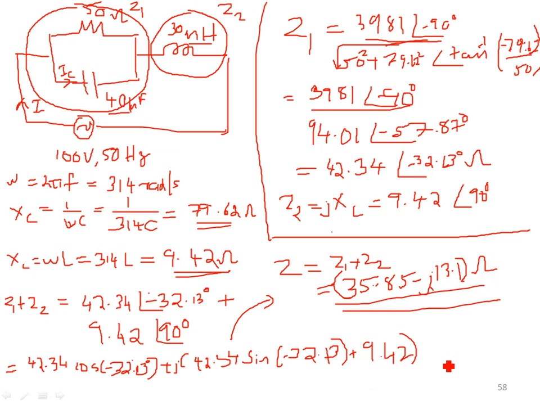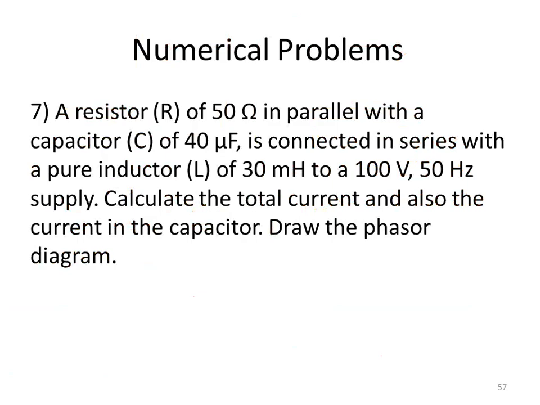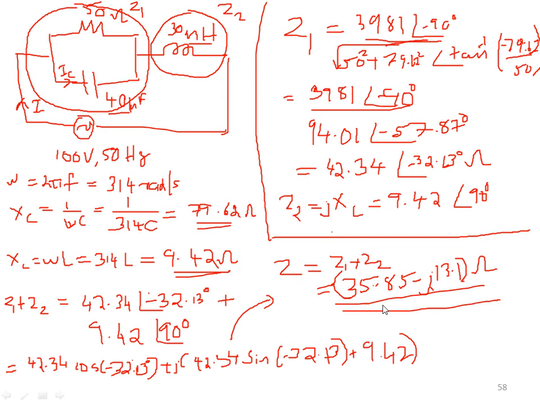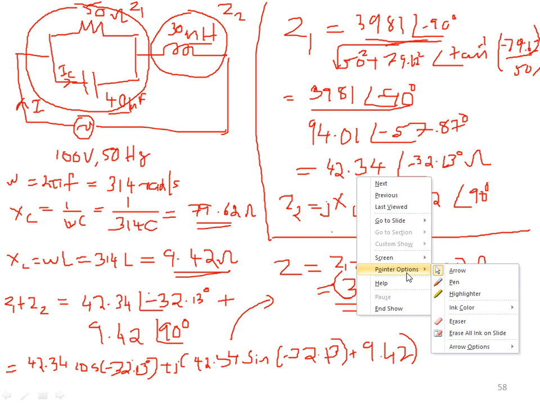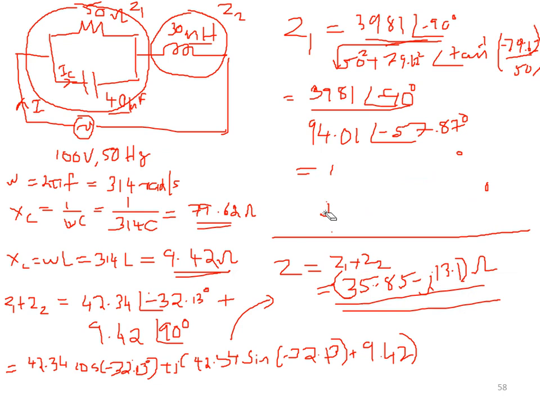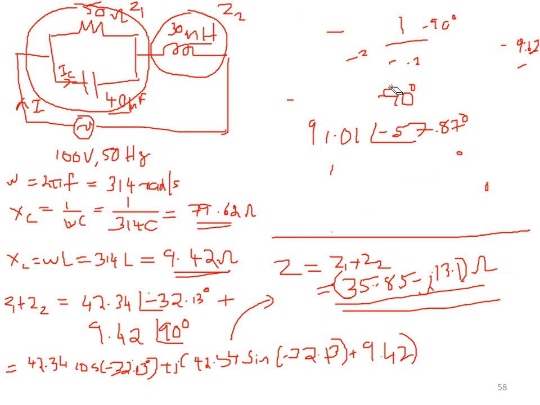Now coming to the question back. Calculate the total current and also current in the capacitor. Okay. Now first of all you need to draw the phasor diagram. You can start with impedance triangle and from there proceed to phasor diagram. Okay, so start from impedance triangle and proceed to phasor diagram. Now, let me rub the above part. Just wait for some time.